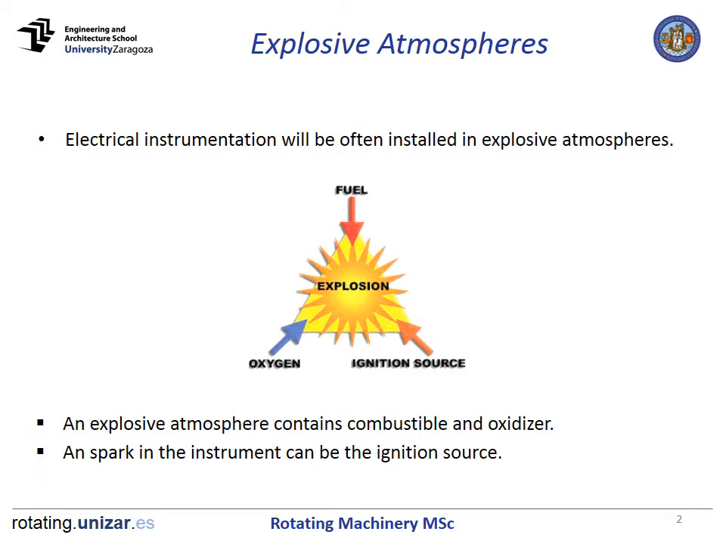Unfortunately, electrical instrumentation will often be installed in places where an explosive atmosphere can be created, for example gas plants, refineries, or flour silos. In order to have an explosion, we need the coexistence of three elements: the fuel, the oxygen, and the ignition source. An explosive atmosphere contains both a combustible, like gas or dust, and an oxidizer, normally oxygen, at adequate levels to cause an explosion. In that case, the necessary preventive actions shall be taken to avoid that the instrumentation becomes the ignition source.